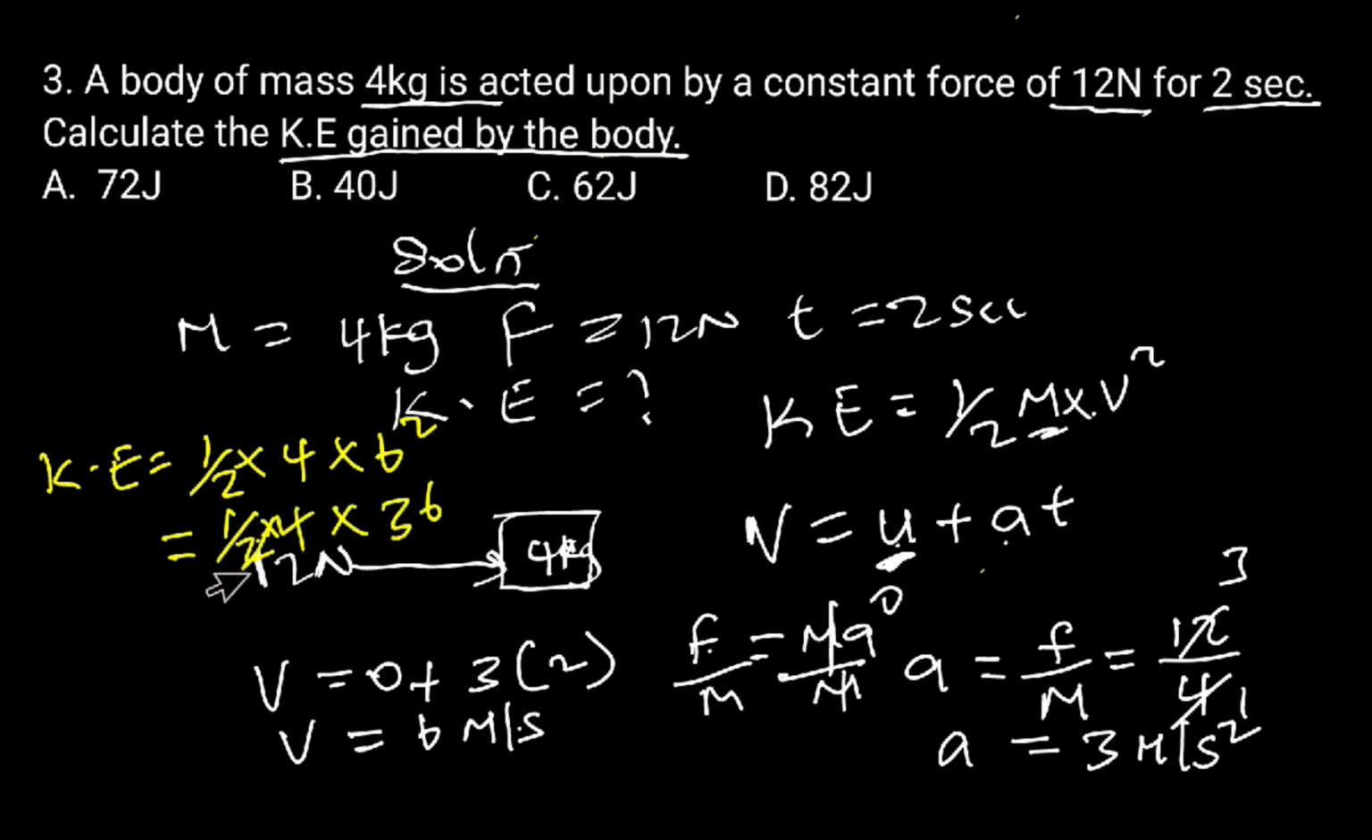So 2 divided by 2 is 1, then 36 divided by 2 is 18. Alright, then 4 times 18 is equal to 72 joules. So this option A is our correct answer. So let's go to the next question.